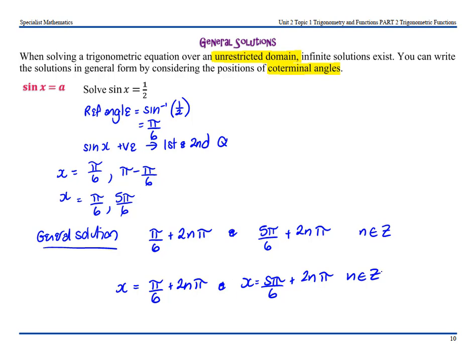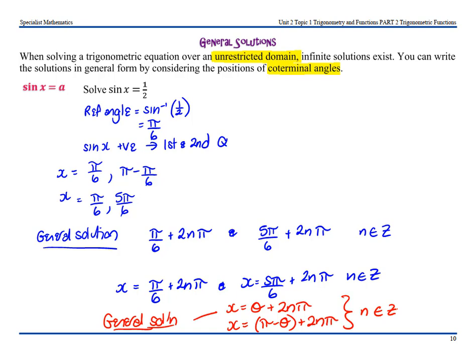Now, in your textbook, it does combine these into one solution, and there's a general formula. I'm personally not a fan of using a formula for these. I would just do them like this every time. So our general solution for sine will be x equals theta plus 2n pi, and x equals pi minus theta plus 2n pi, where n is an element of Z. And again, you can look in your textbook for combining that into one.